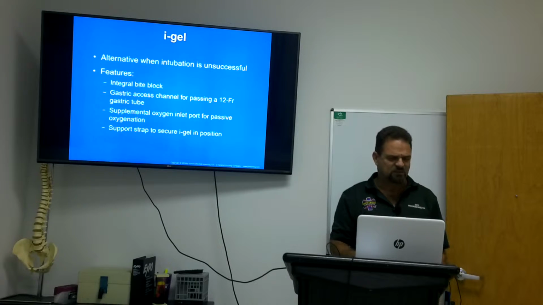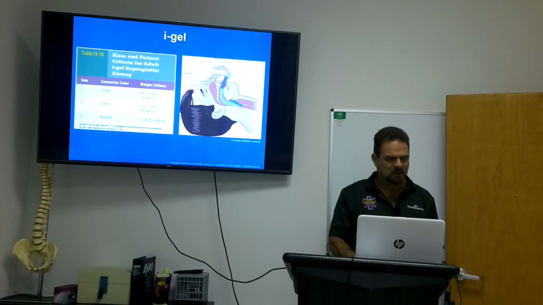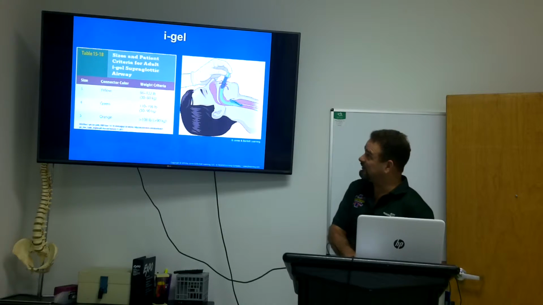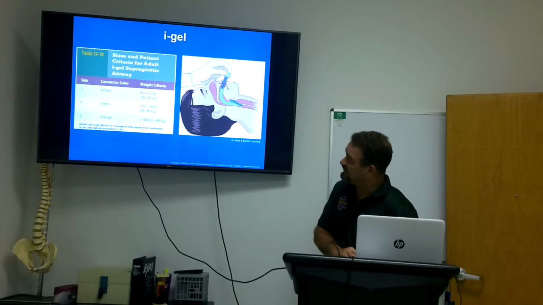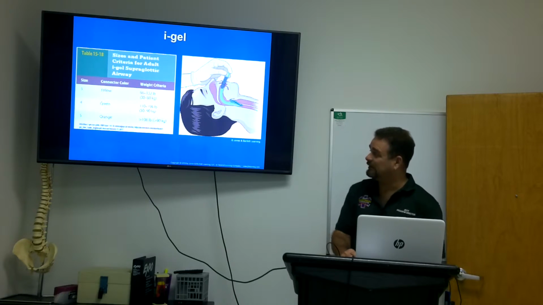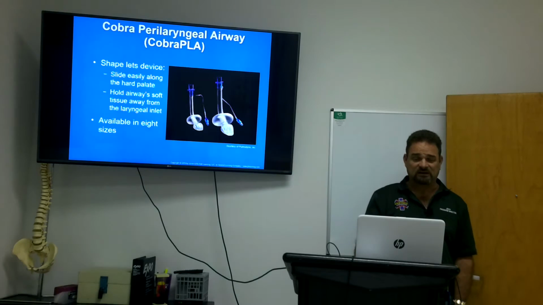You can pass a 12-French gastric tube down in there to suction out any gastric contents. Supplemental oxygen inlet port for passive oxygenation, and also a support strap to secure it. Here's your i-gel, and also there's a chart up there, sizes 1.5 to 5, and patient criteria for the i-gel supraglottic airway. They come in all different sizes, all the way down to infant.